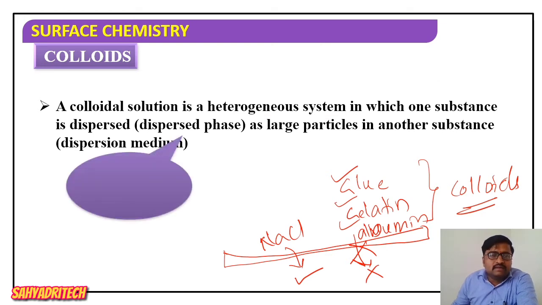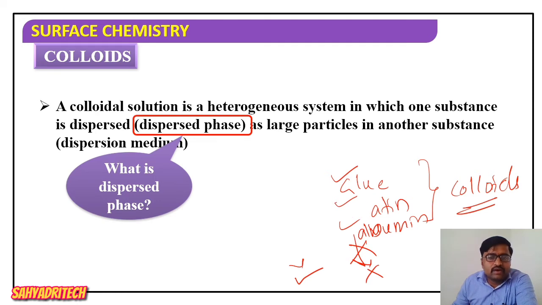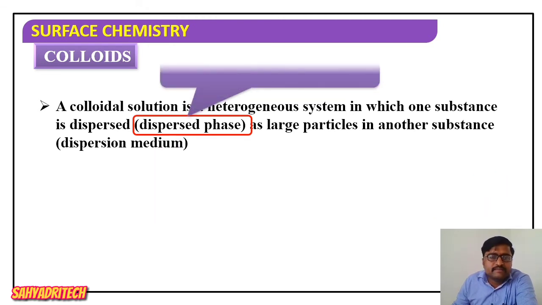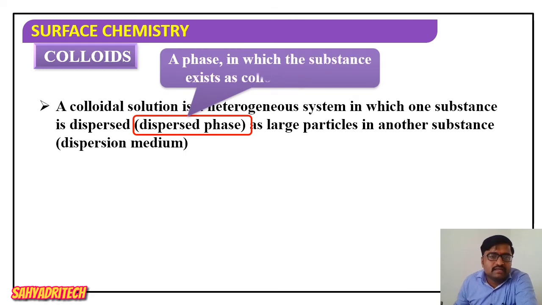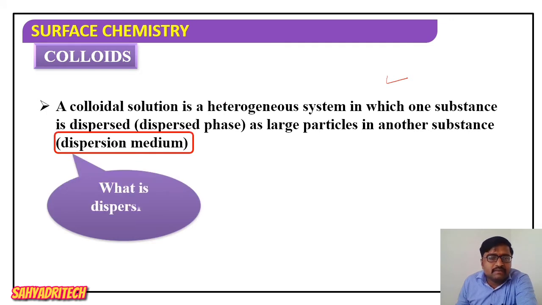Next thing we said, dispersed phase. As we said, a colloidal solution contains a dispersed phase and a dispersion medium. So what do you mean by dispersed phase here? Dispersed phase is nothing but the phase in which a substance exists as colloidal particles. Dispersed phase means these are actually the colloidal particles. Another one, what we said, dispersion medium.